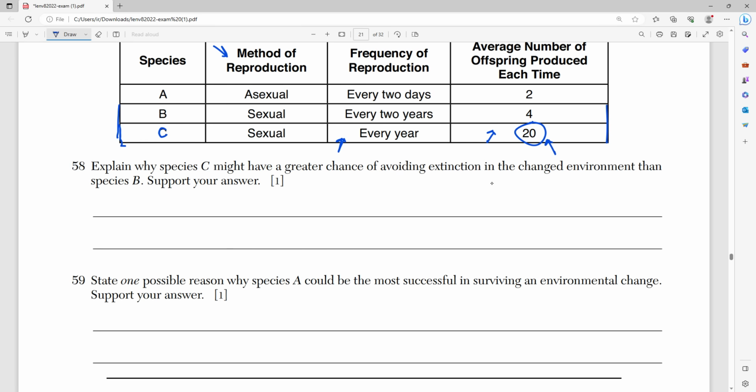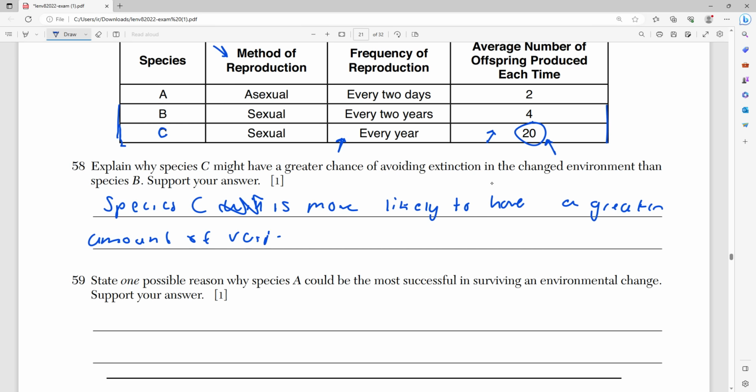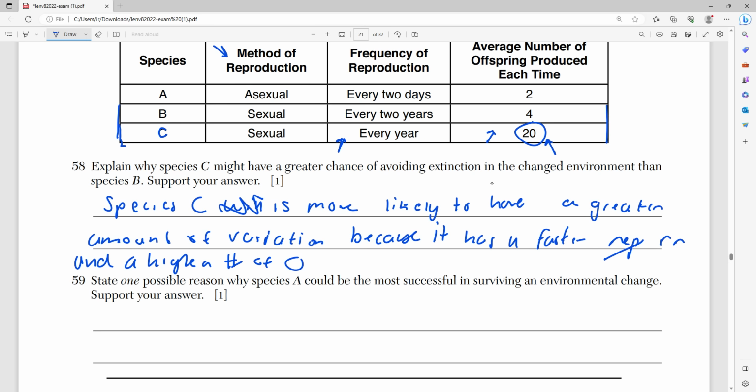So what I'm getting at with 58 is that species C will, or is more likely to, have a greater amount of variation because it has a faster rate of reproduction, right? And a higher number of offspring, right?